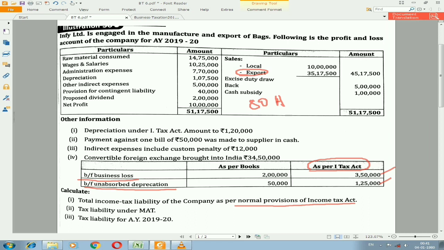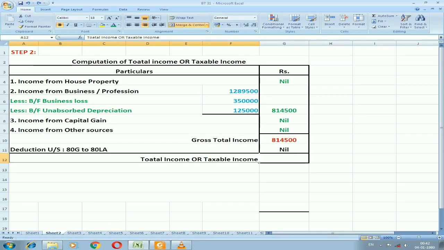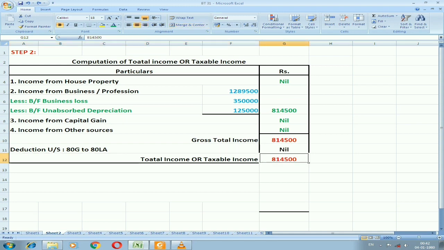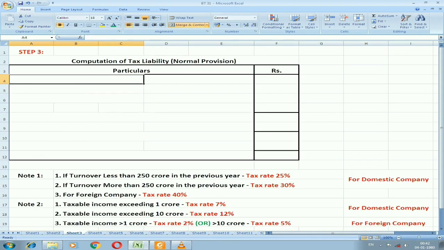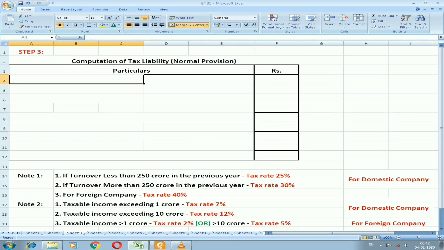If they are getting this income before 2004-05, they will get the deduction. But here they have not specified anything. That is the reason we are not taking this deduction, because it is not before 2004-05. So let us take it as nil. Then the total income or taxable income will be the same, 8,14,500. Then we'll go to the third step, that is computation of tax liability under normal provision.